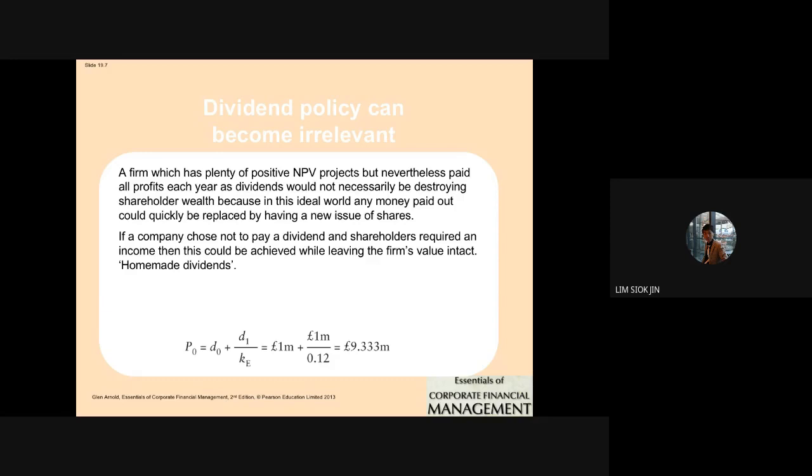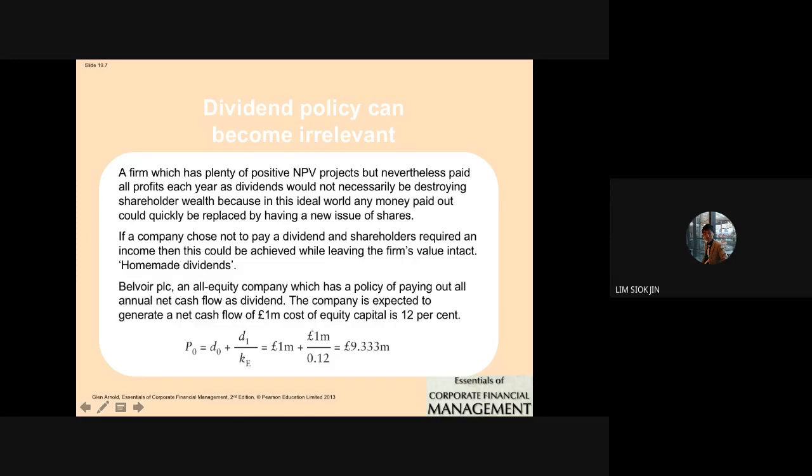So let's take a look at an example at the bottom. If we take a look here, P0. What is P0? P0 means the price of the company, the value of the company. So company value depends on what? Company value depends on what earnings they can make, what cash flow they can make. So the formula is this.